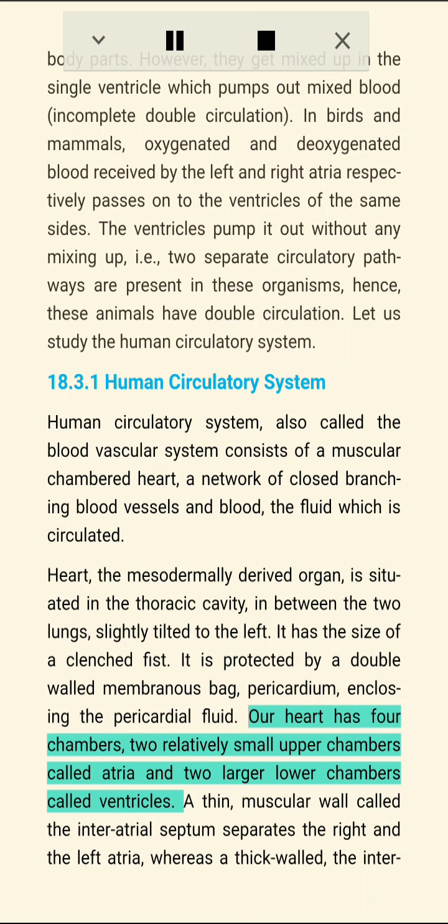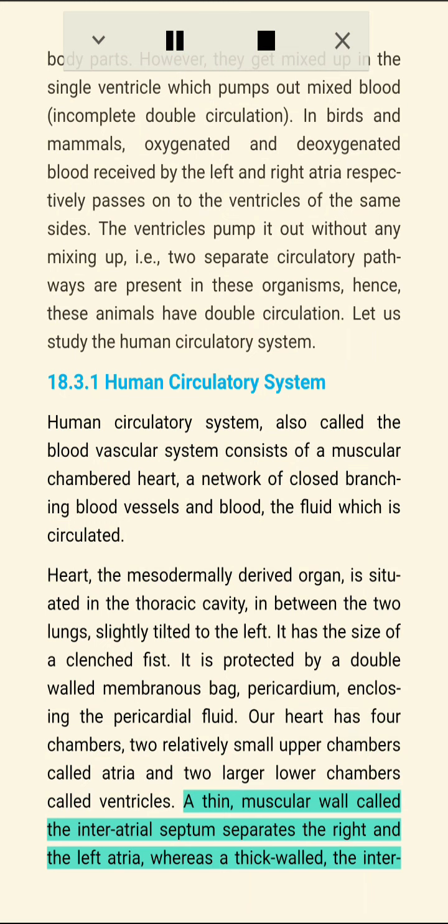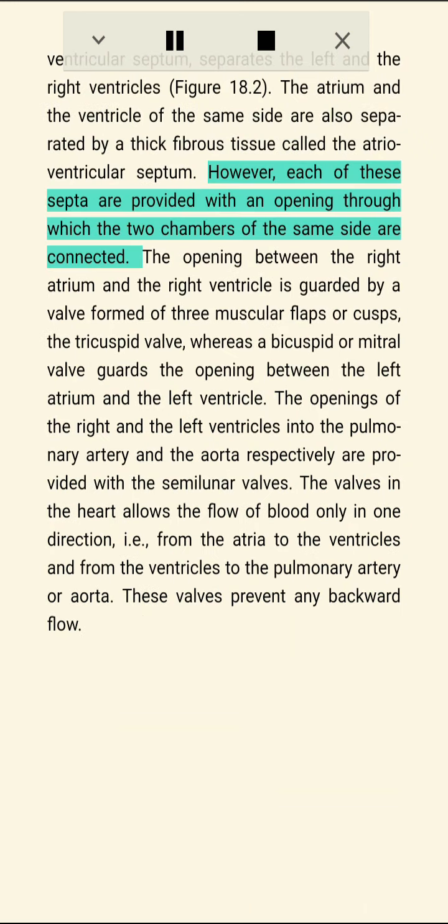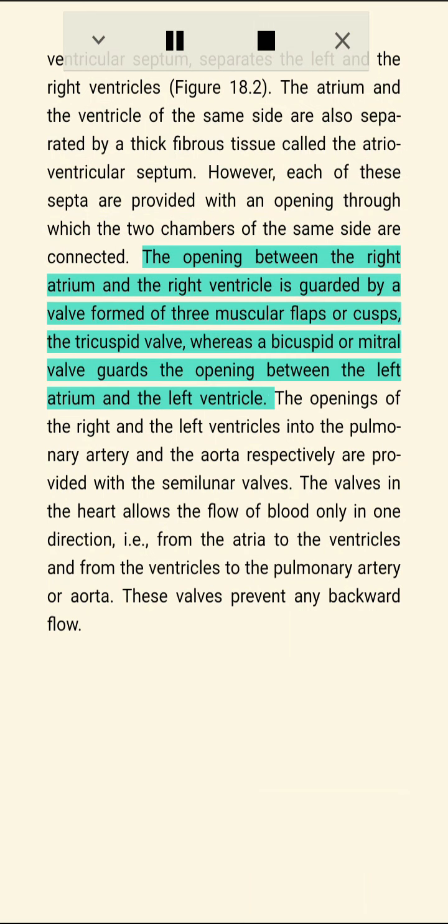Our heart has four chambers, two relatively small upper chambers called atria and two larger lower chambers called ventricles. A thin, muscular wall called the interatrial septum separates the right and the left atria, whereas a thick wall, the interventricular septum, separates the left and the right ventricles, Figure 18.2. The atrium and the ventricle of the same side are also separated by a thick fibrous tissue called the atrioventricular septum. However, each of these septa is provided with an opening through which the two chambers of the same side are connected.